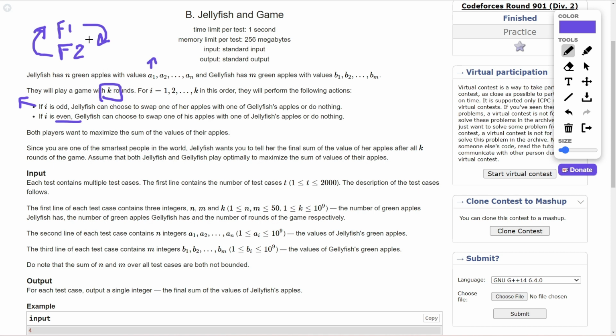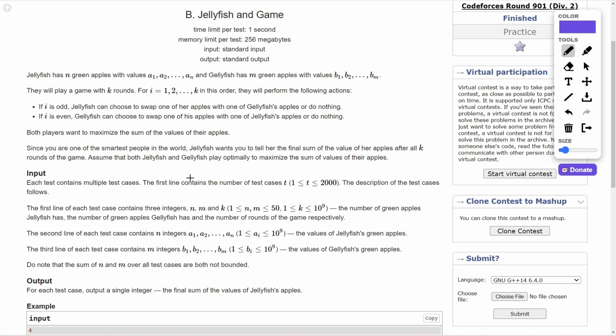And what is the goal? The goal is that they have to maximize the sum of their apples, and we are playing for the first fish, so we will try to make the first fish win. So let's take some examples. This question is entirely based on the examples. If you can take the correct examples, you will be able to solve it.